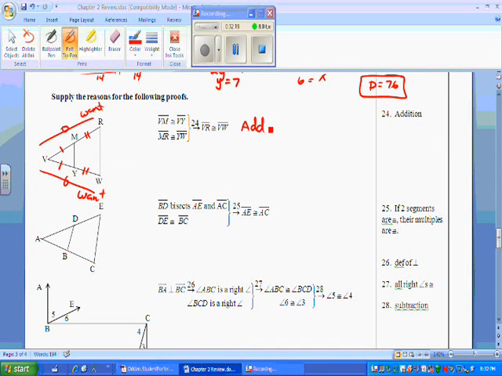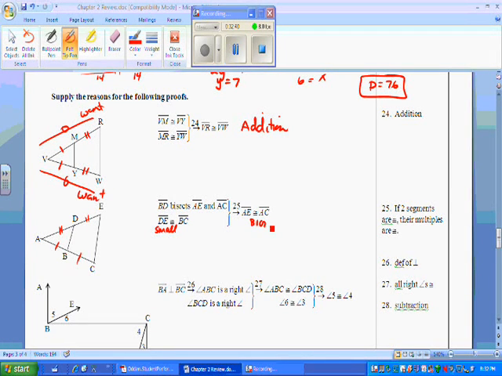Well, what happens? The end result is bigger, so this is addition. Next one, we got BD bisects AE and AC. So BD is bisecting, causing these two to be congruent and these two to be congruent. But then DE is congruent to BC. So then this is smaller.